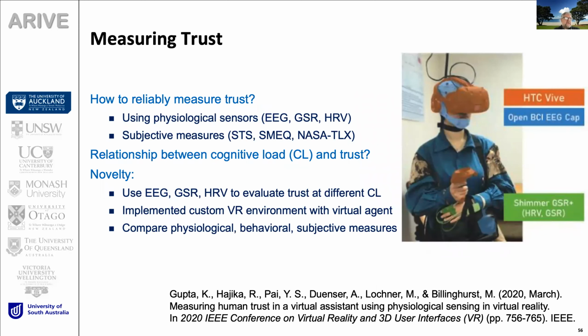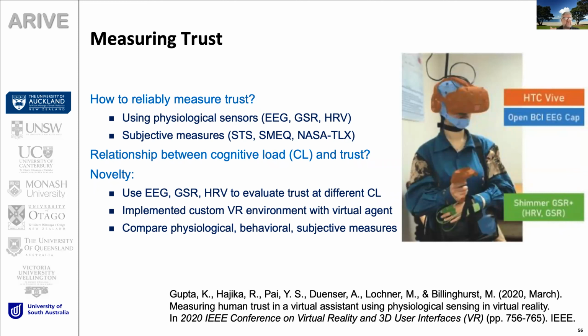So people in the past have used a wide range of subjective measures to measure trust, the STS, the subjective trust scale, for example. What we want to look at is how we could measure trust with physiological cues and how that correlated with those subjective measures. In this case, we used brain activity, EEG again, the GSR and the heart rate variability. GSR is a sweat level on the skin. And we wanted to look at if there's a relationship between the cognitive load and trust.